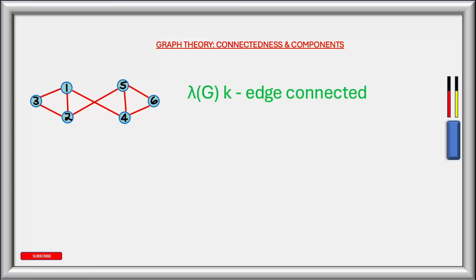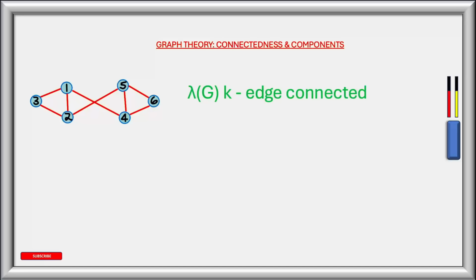In this third challenge, we have a twin triangle structure containing vertices 1 to 6. The triangles are linked by just two edges, one between vertex 1 and 4, and a second between vertex 2 and 5. The question is simple. What is the edge connectivity of this graph? If you'd like to play along, pause the video now.